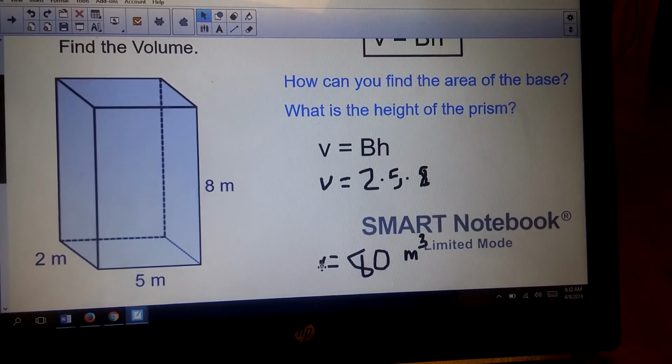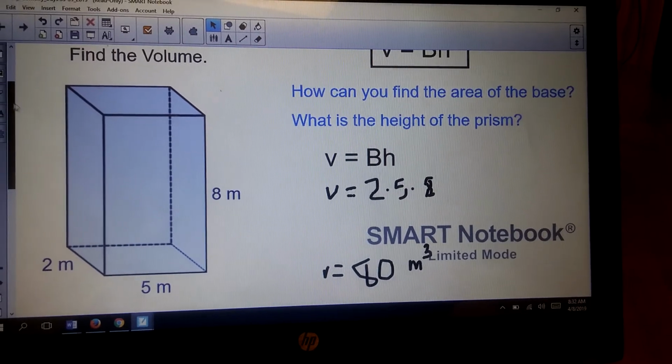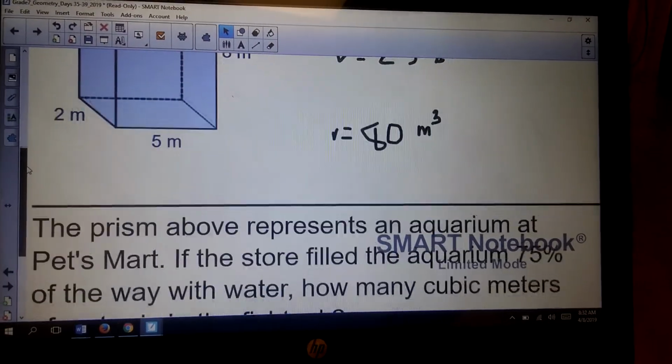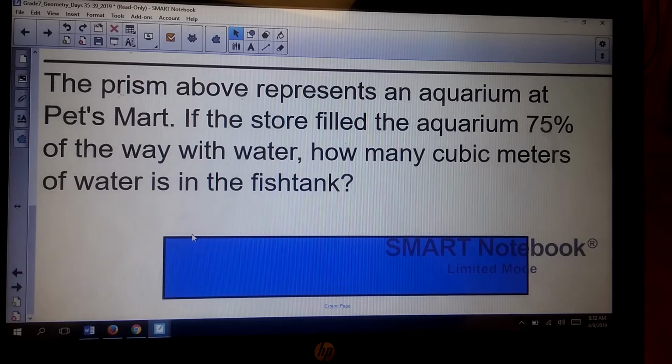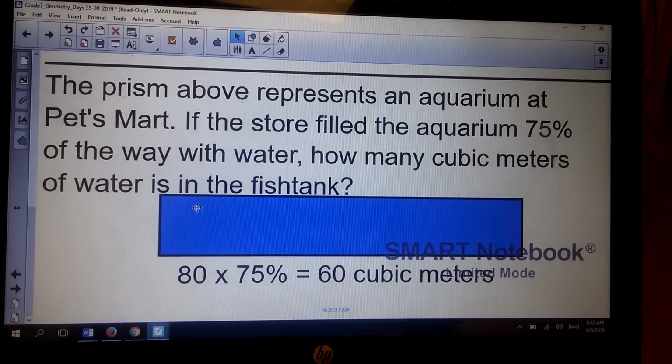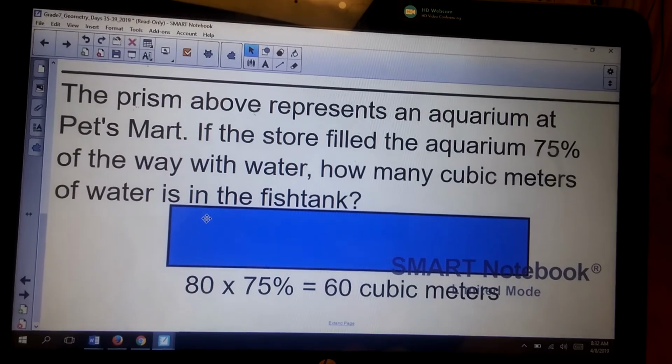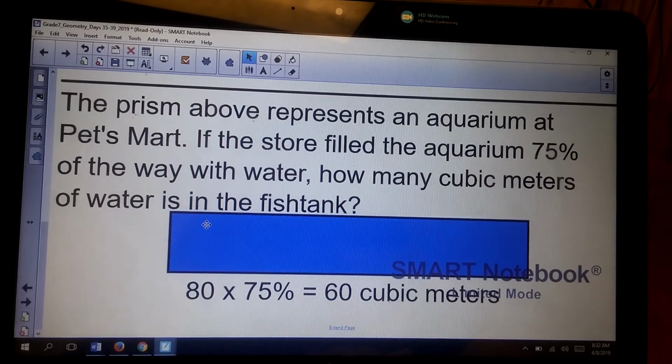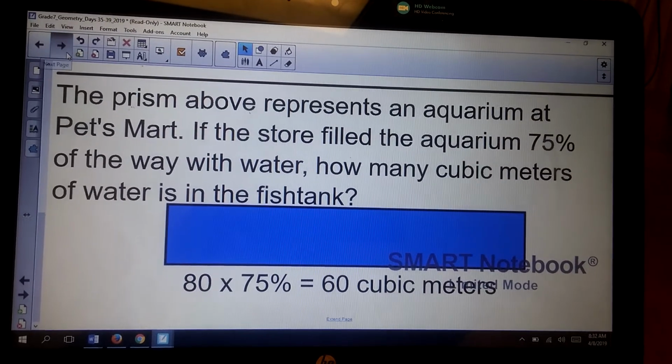So if it is filled up 75% of the way, we know it has to be less than 80. And to determine exactly how much is filled, we take that volume and multiply it by 75%, and 80 times 75% gives us 60 cubic meters.